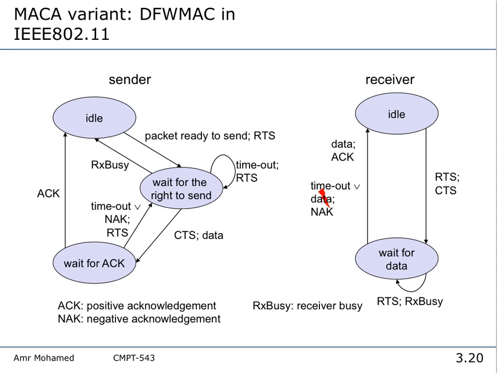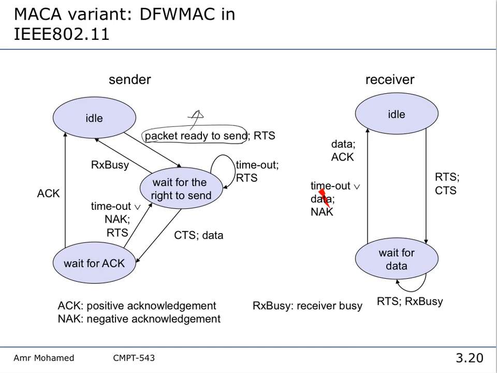Okay? So the finite state machine divides the function into states and transitions. The transition here corresponds to a particular event that will happen while you are in that state. So when you are idle, if you decided to transmit, this means that you have a packet in the buffer. Then you can transition from that state into that state by sending an RTS. Okay, so this is an event.